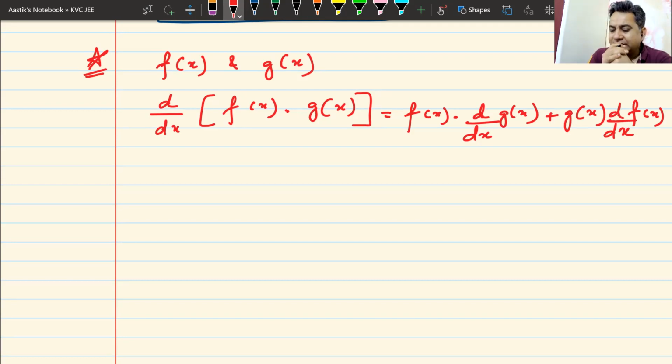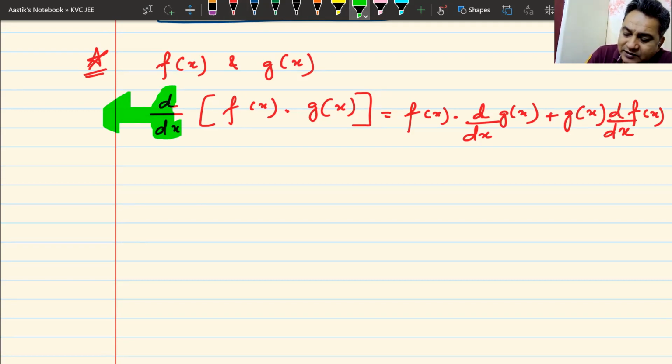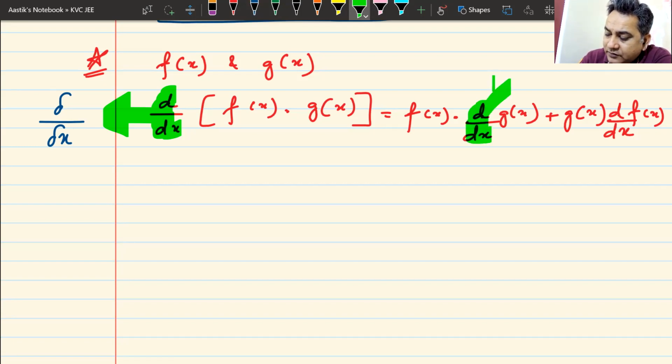If you have to find the partial derivative, you replace d/dx by del/del x. So d/dx can be replaced by del x, and this formula then becomes the formula for the partial derivative of the product of functions. Just replace everything by del x, and you will have the formula for the partial derivative of the product of two functions.